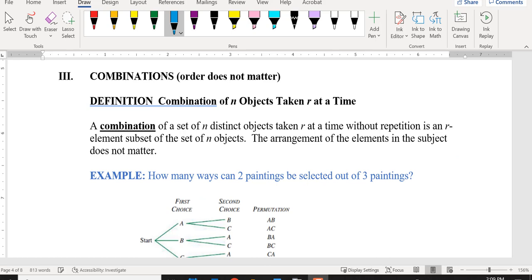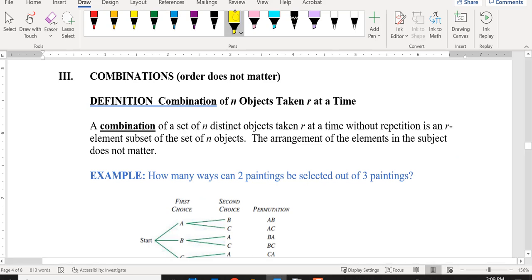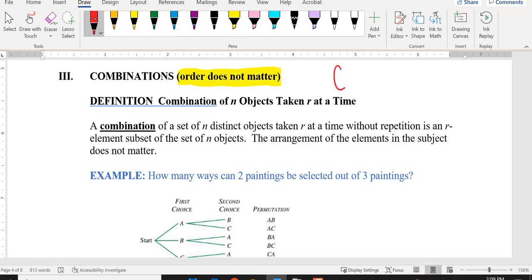Okay, now let's go talk about combinations. Notice up here I wrote order does not matter next to combination. When you write a C for combination, it doesn't connect. There's no way to make that into an O for order. So remember that order does not matter. The definition: a combination of a set of n distinct objects taken R at a time without repetition is an R element subset of the set of n objects. The arrangement of the elements in the subset does not matter.